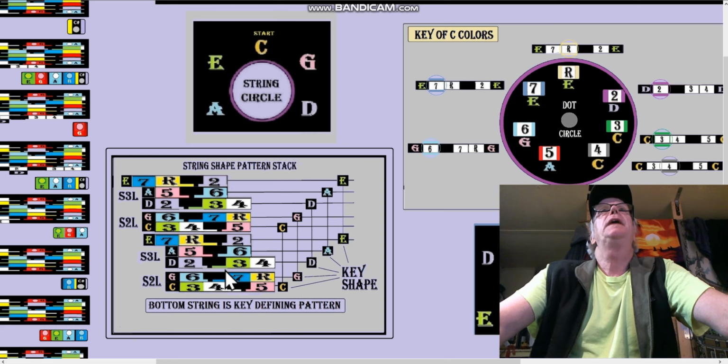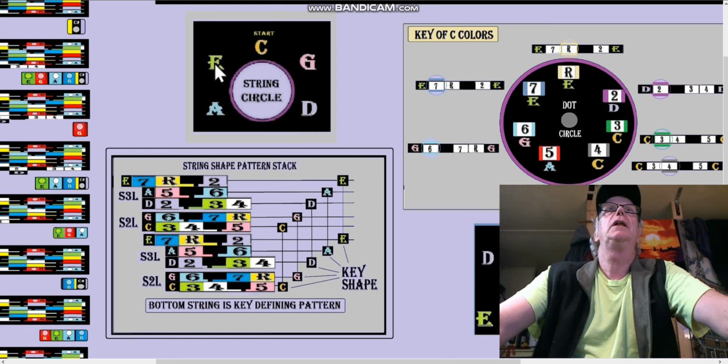Now, when we're going down, here's what I want to tell you. Say we've got the E shape on the top here. Here's your E shape. Now we're going to go down, counterclockwise. The fourth of E is A. The E shape goes to the A shape. The fourth of A is D. A goes to D. The fourth of D is G when we're going down in the strings.